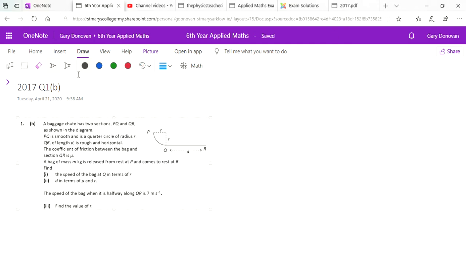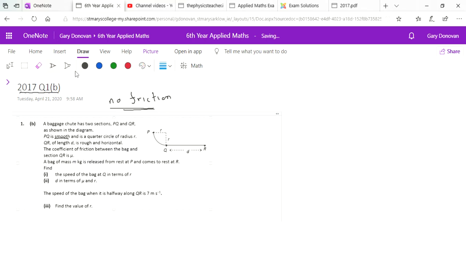In this video we're going to have a look at the 2017 question 1b for linear acceleration. So in the question we have a bag and chute which is two sections, PQ and then QR, as shown in the diagram. PQ is smooth, and remember when you see smooth it means that there's no friction. That's a really important piece of information there.